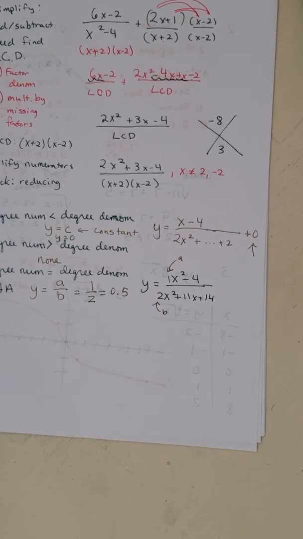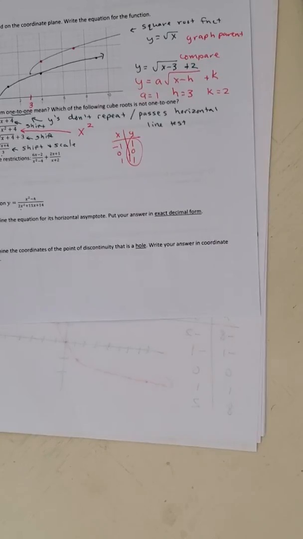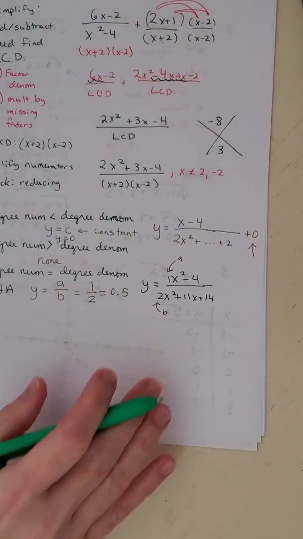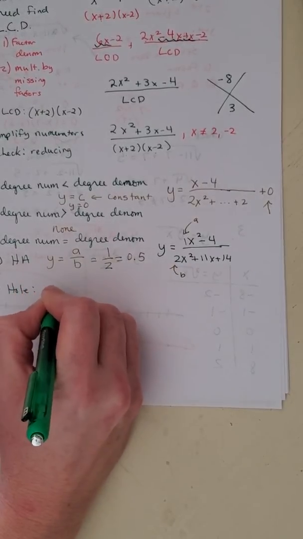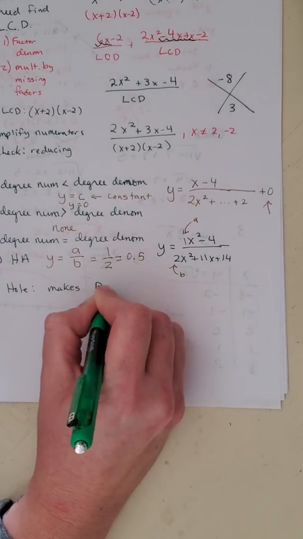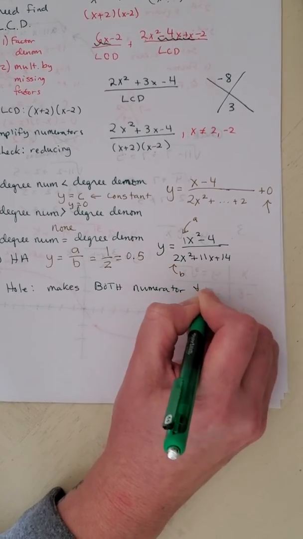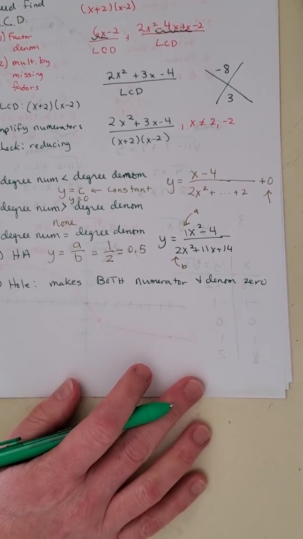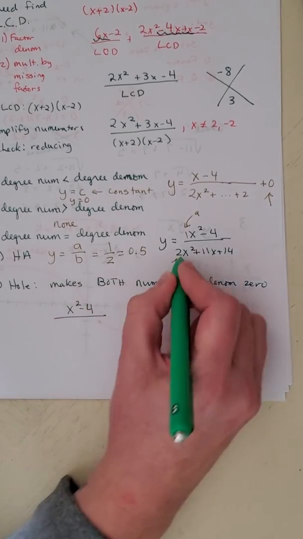Part B says, determine the coordinates of the point of discontinuity that is a hole. Write your answer in coordinate format. Okay, so to find a hole, we will make both the numerator and denominator 0. So to find a hole, we're going to have to factor the numerator and factor the denominator.